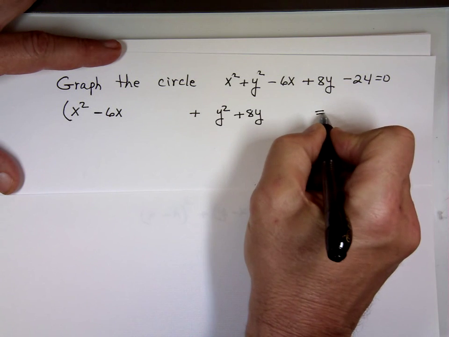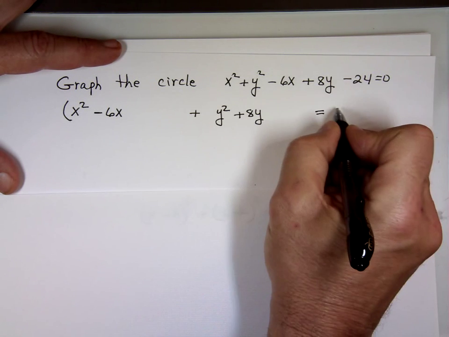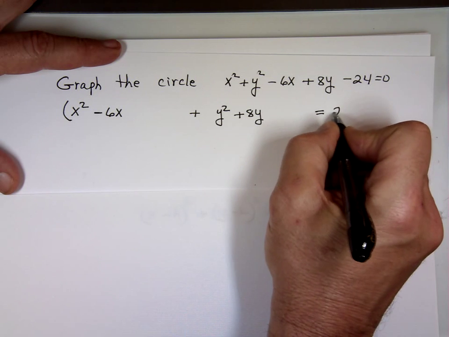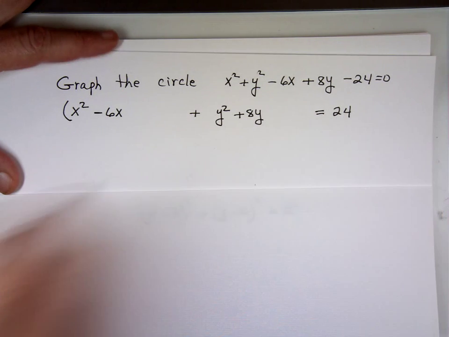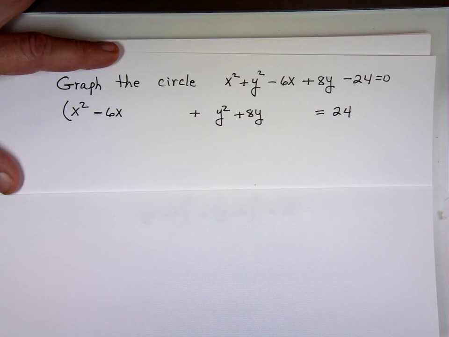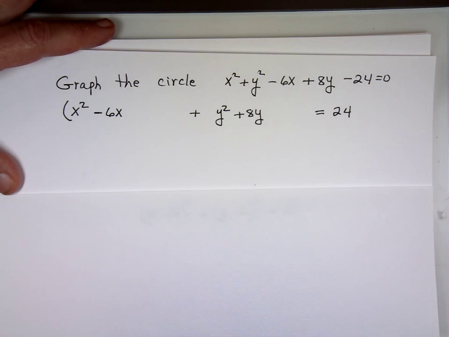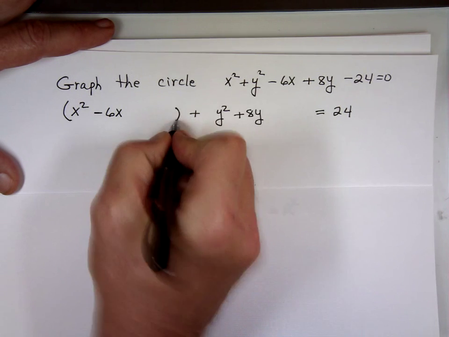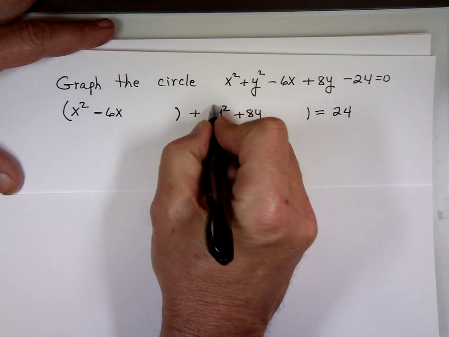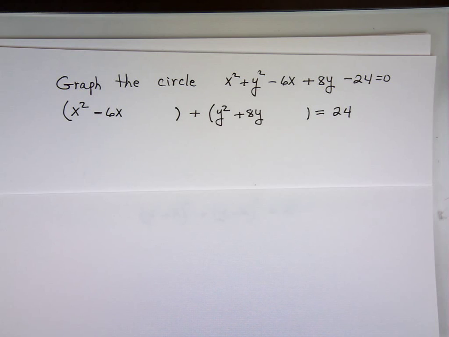When I take the negative 24 to that side, it becomes what? Positive 24. I'm going to group the x's together. Here we go. Group the y's together for now. Now, what you want to do, and that's the rule, by the way, it's called complete the square. Some of you are probably familiar with it.